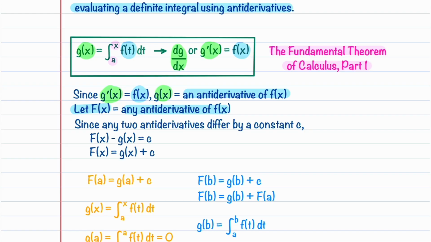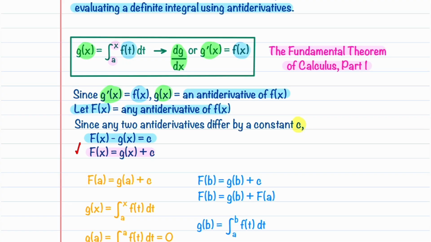Since any two antiderivatives differ by a constant c, we can say that capital F of x minus g of x is equal to a constant c. We can then rearrange terms and say that capital F of x is g of x plus c. I'm going to put a red check here because we're going to come back to this a couple of times.